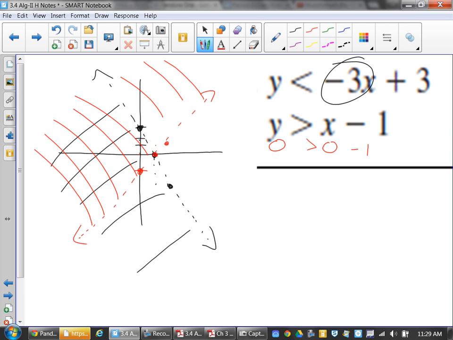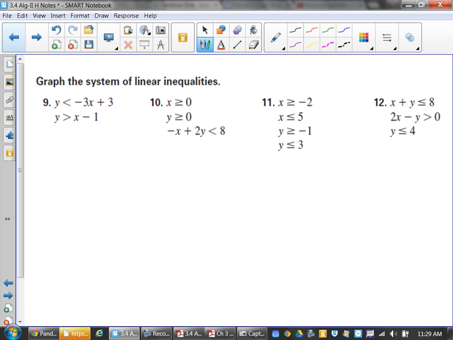Think about it. Let's do another one. Wait, so we're entering all points that are double shaded? No, you're just graphing it. Just leave it like that? Yeah, because that's what the answer is. But then we throw in things like this.